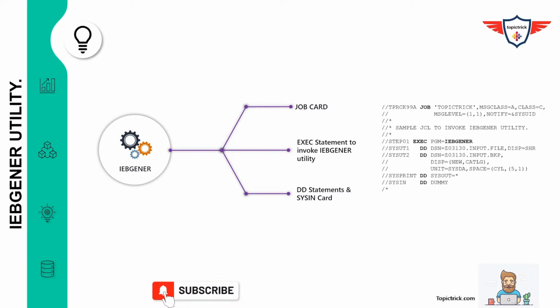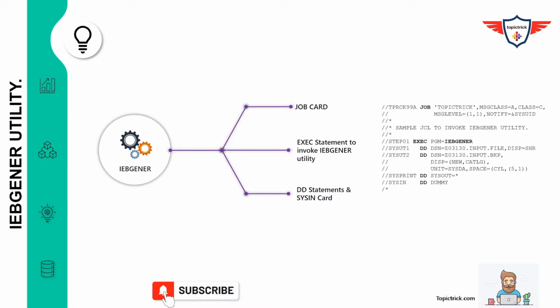The first two lines are the job card. After that you have the comment section. Then step 01 is actually executing your IEBGENER utility. Then you have the SYSUT1 and SYSUT2 DD statements, which are used to specify the input and output files. After that you have SYSPRINT followed by SYSIN, and in this case I do not specify any control parameters, so I've used SYSIN DD as dummy.